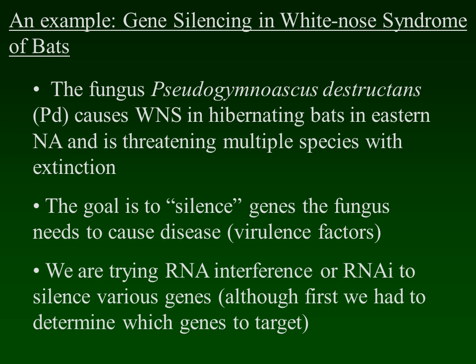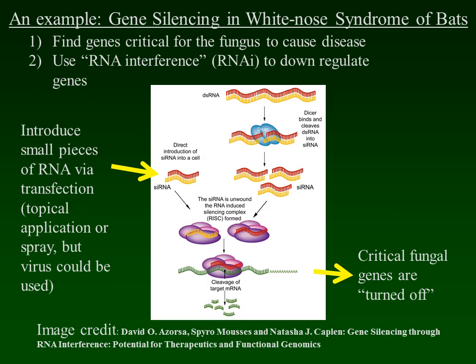The goal is to silence genes of the fungus and to target genes that are referred to as virulence factors, things that this fungus needs to cause disease, and we're trying RNA interference. Next slide. So the first thing you have to do, I'll just run through this quickly, is identify the genes that you want to work with.